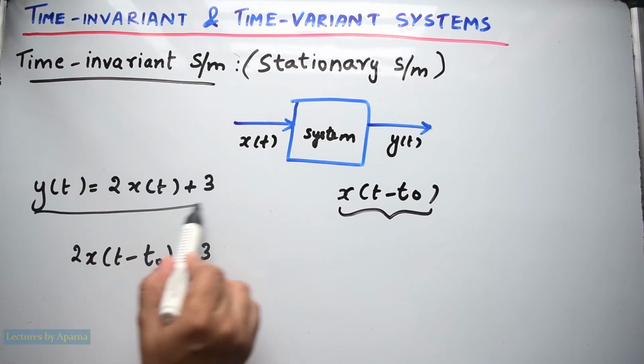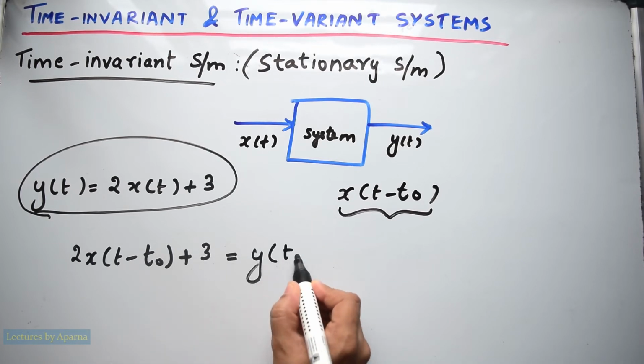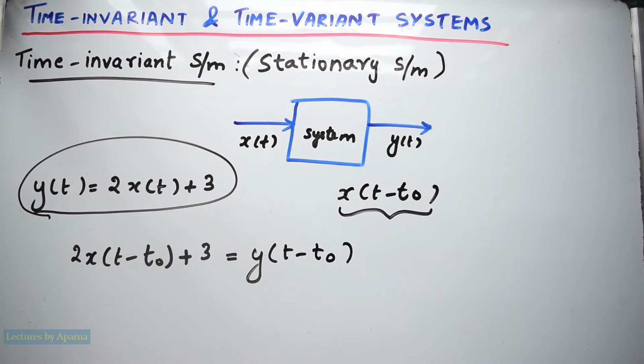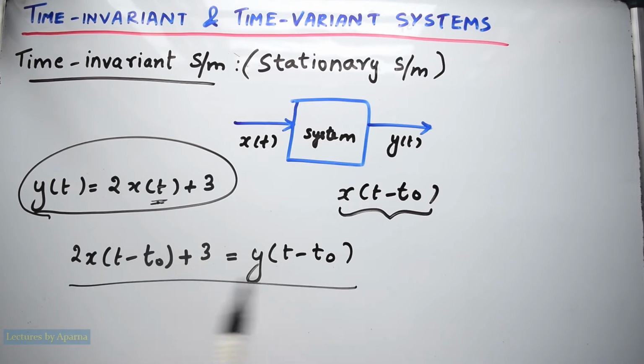Looking at this equation, we can write 2x of t minus t0 plus 3 is equal to y of t minus t0. That is, substitute t minus t0 in the place of t in this equation, and you get this equation. Therefore, when you time shifted the input signal, you got an equivalent time shift in the output signal also. So this is a time invariant system.